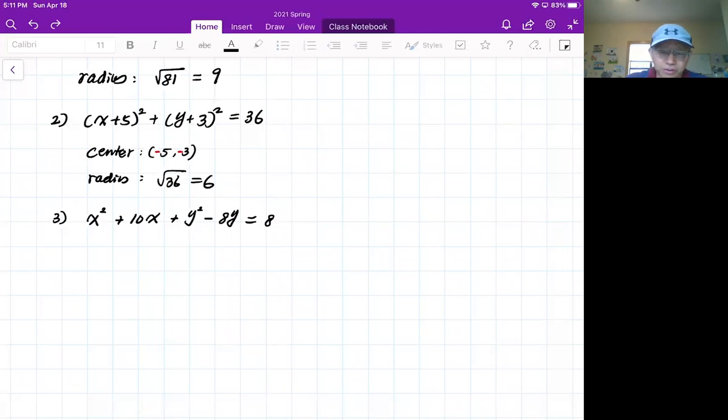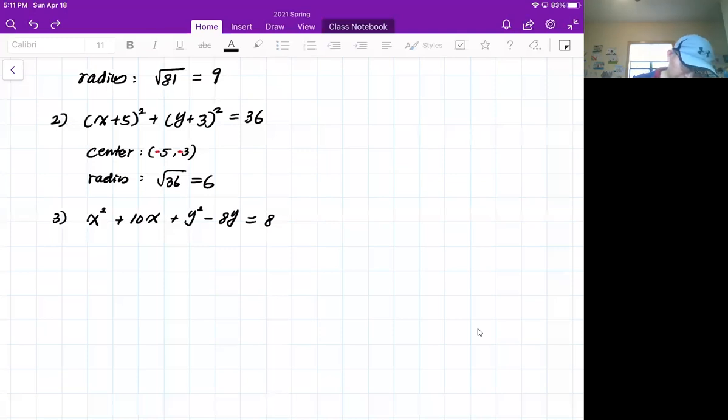Let's see how we can do this. It's called completing the square. I don't have time to respond to everyone, but just a few of you. Okay, so how do I complete the square?